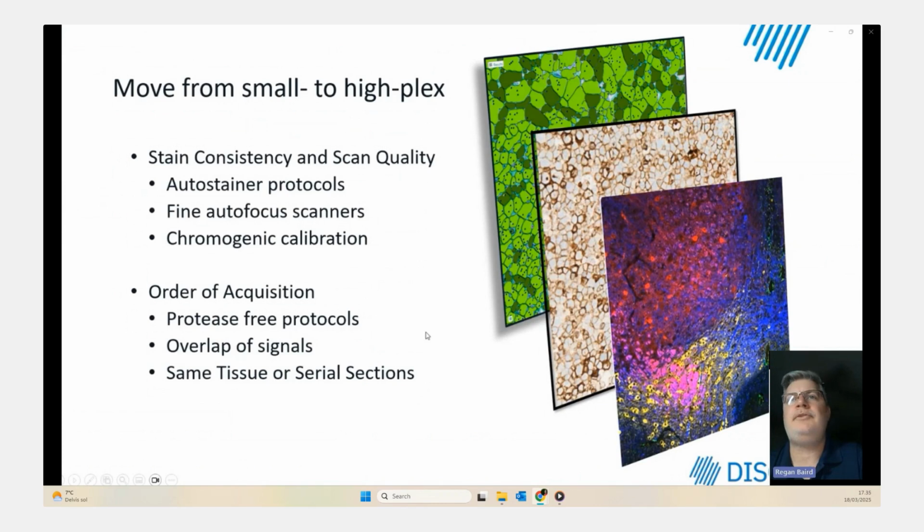Also, the order of acquisition of the different probes becomes important. And of course, protease-free protocols must be observed if you're going to be analyzing ISH probes and protein at the same time. Consider whether you want to do all of these experiments on the same piece of tissue or in orthogonal experiments through serial sections.